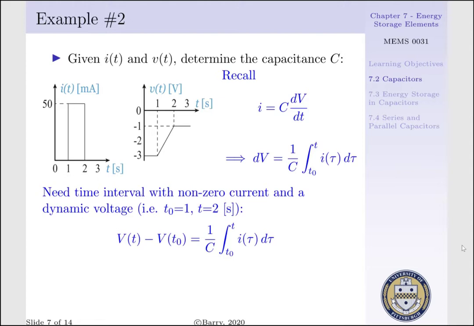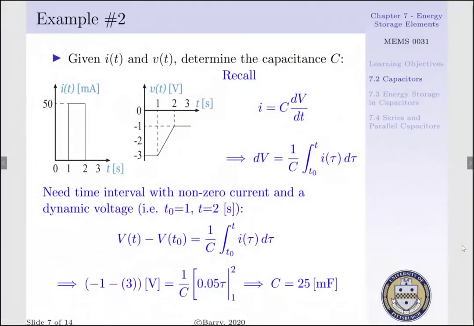We can say our change of voltage, v of t minus v of t naught, that is, our voltage evaluated when t is equal to 2 seconds, less our voltage when time t is equal to 1 second, is equal to 1 per our capacitance, the integral from t0 to t of I of tau d tau. Our voltage at t is equal to 2 seconds is equal to minus 1 volts, less our voltage at t0, i.e. when t is equal to 1 second, is minus 3 volts.